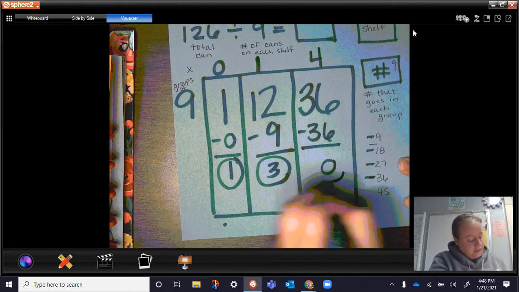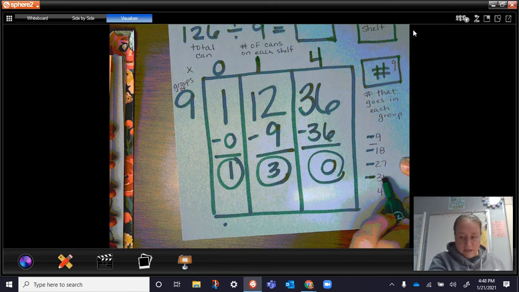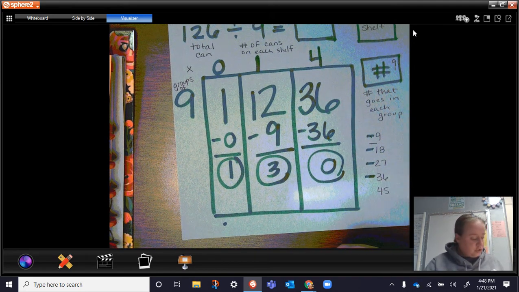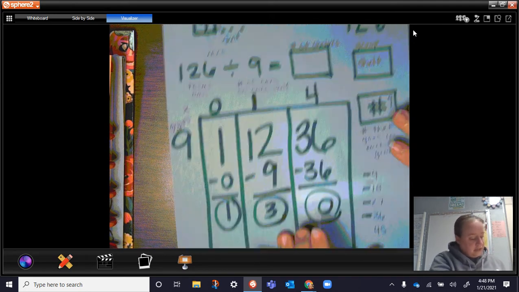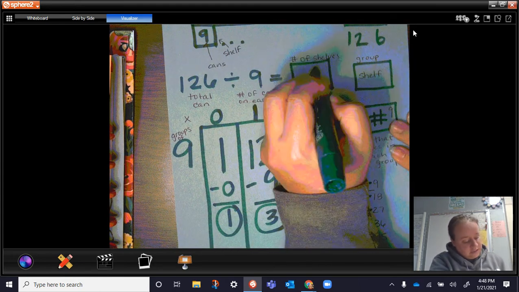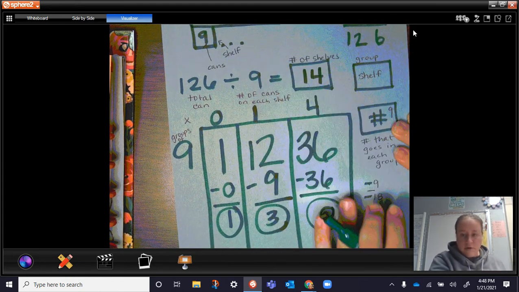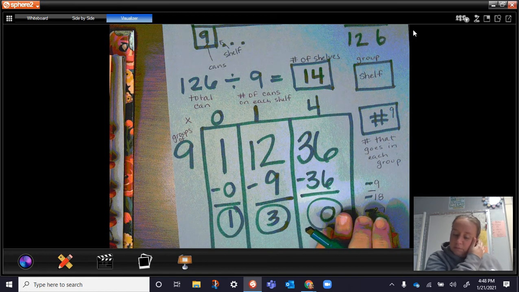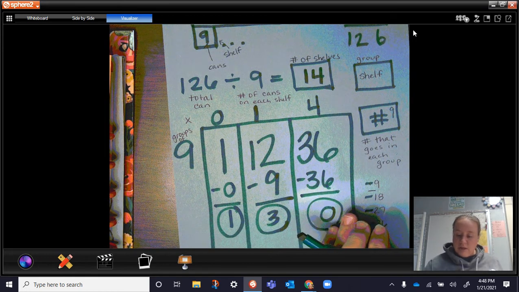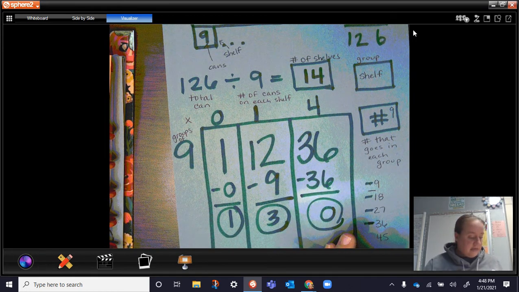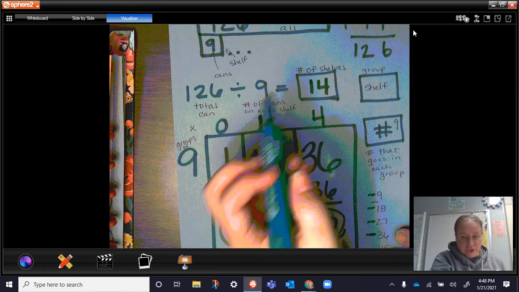And there are no remainders because it was perfectly 4 groups. There was nothing extra. So when I go back here, my answer, 14, is how many shelves I need. But I want to make sure that I divided correctly. So I'm not done just yet.